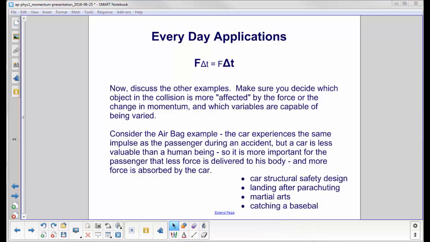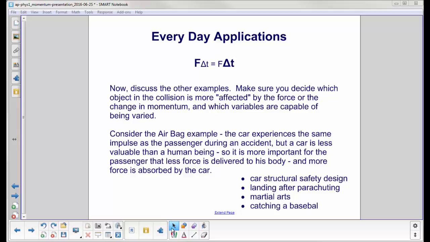Now you can discuss or think about other examples. But again, make sure you decide which object in the collision is more affected by the force or the change in momentum. For example, with the car airbags, you're much more worried about the people than the car. And which variables are capable of being varied. In that case, again, it was the time interval of a collision.